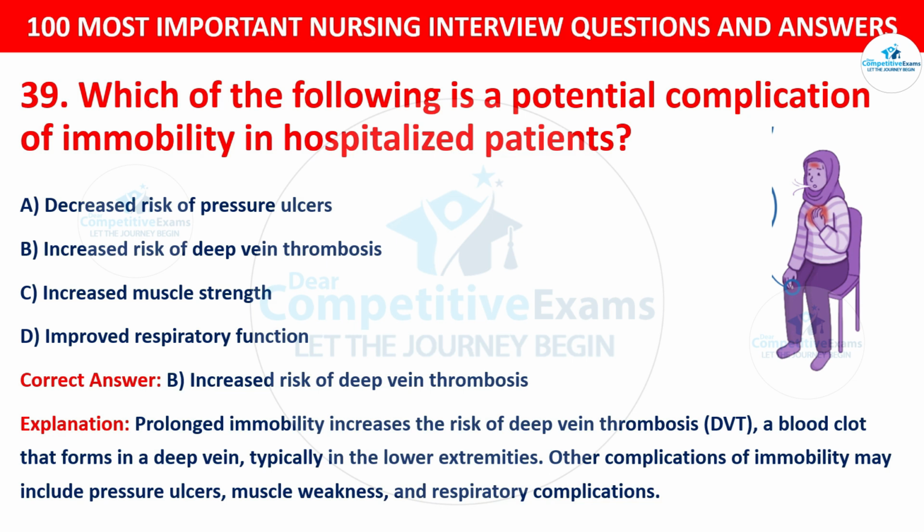Prolonged immobility increases the risk of deep vein thrombosis, DVT, a blood clot that forms in a deep vein, typically in the lower extremities. Other complications of immobility may include pressure ulcers, muscle weakness, and respiratory complications.